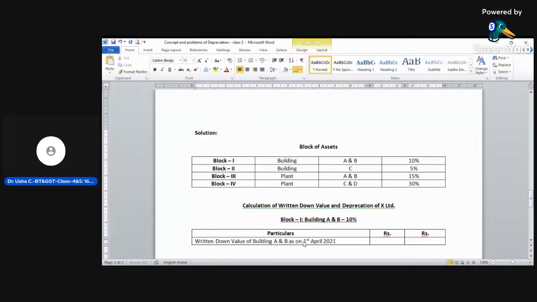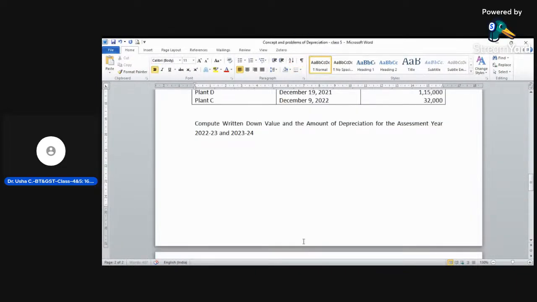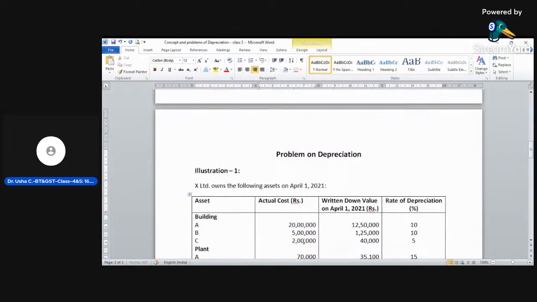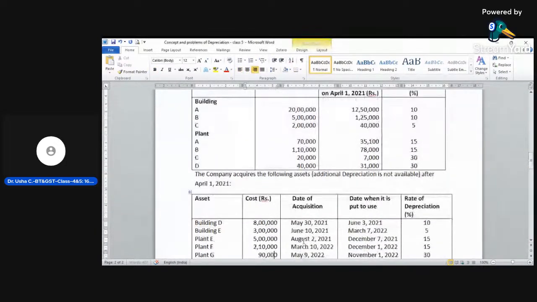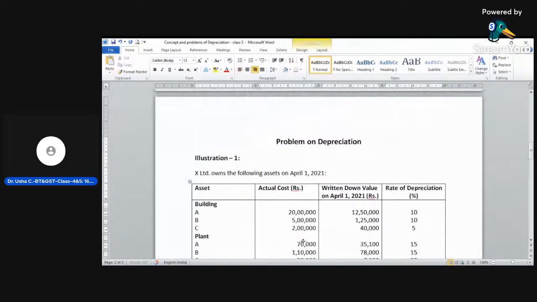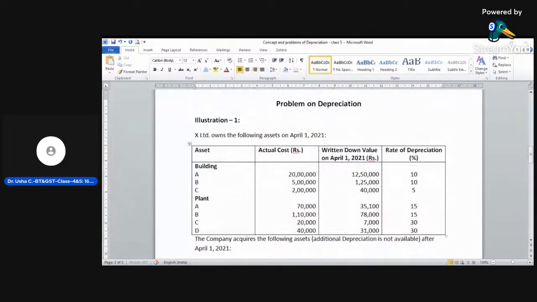But here they have asked us to calculate for the assessment year 2022-23 and 23-24. 22-23 assessment year means building D. Where is building D? See, building D is purchased additionally, but building D is not there in the beginning. As on 1st April 2021, it was not there. We can add what are all the assets purchased or sold during the year in the same block, but in the beginning year, whatever assets existed are taken to the particular block. Later, while calculating the depreciation or the WDV in the year in which the asset belongs to the particular group, it will be added. Okay.